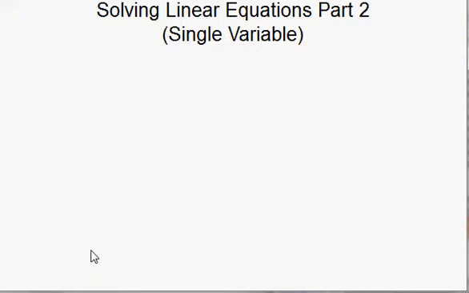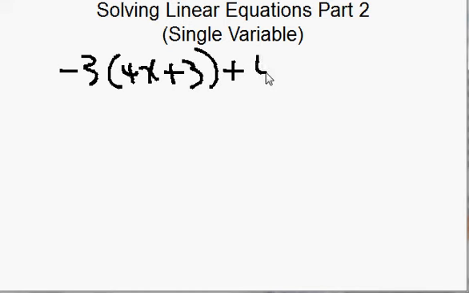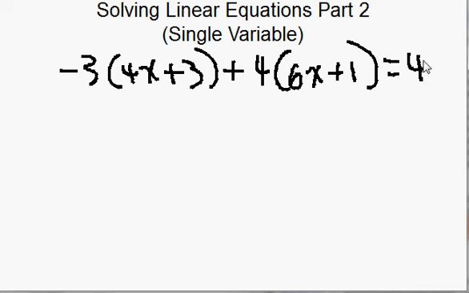All right, one more example here. We've got a negative 3. Oh, let me give myself enough room. I've learned that lesson from the last one. Negative 3 times 4x plus 3 plus 4 times 6x plus 1 equals 43. How about that one? Now what do you notice is different about this one, Abigail?